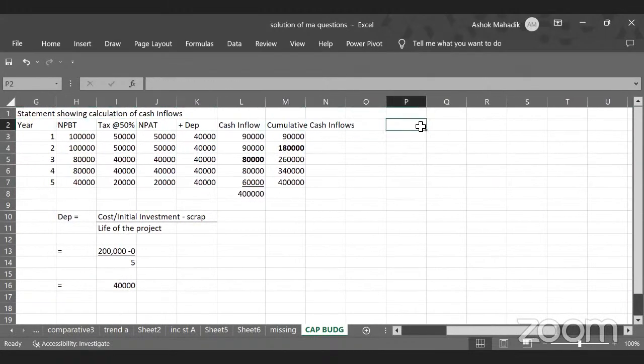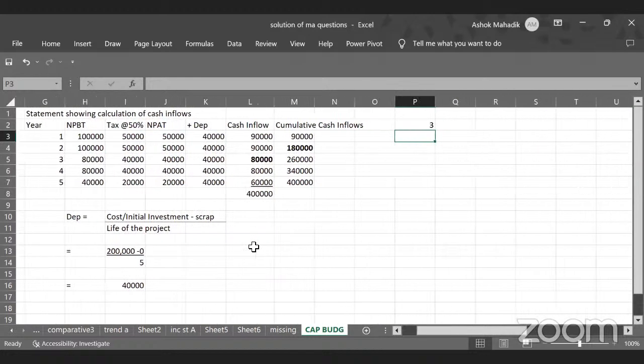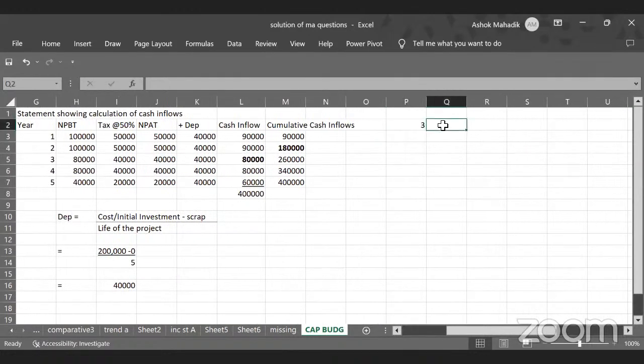Now, third method. They have called it rate of return on original investment and rate of return on average investment. And it is nothing but your ARR. I'll write here: ARR stands for annual rate of return, or average rate of return, or accounting rate of return, which is the same.